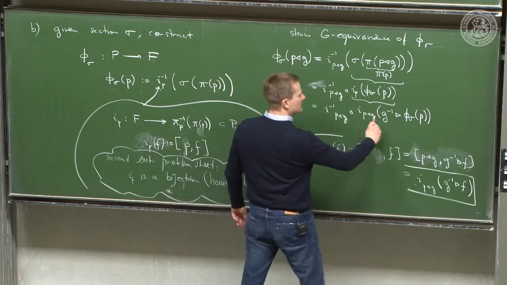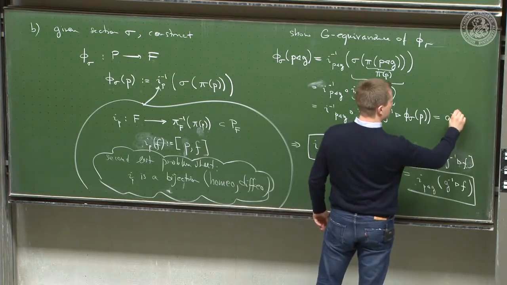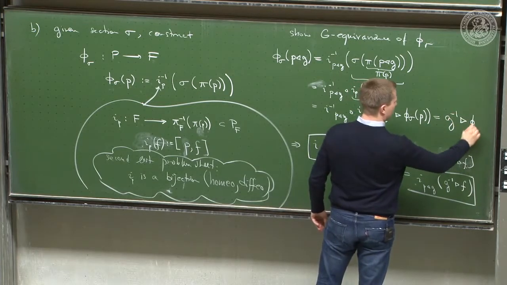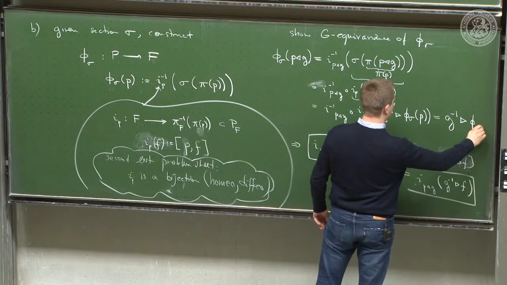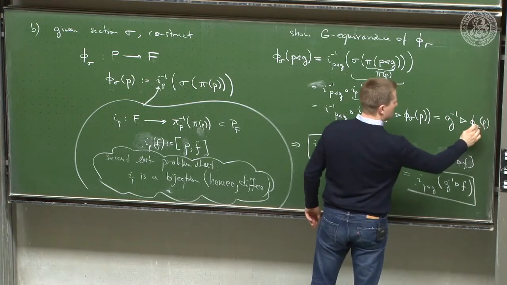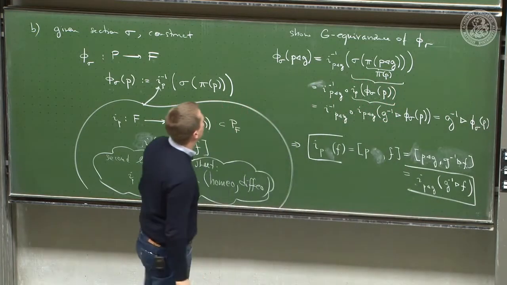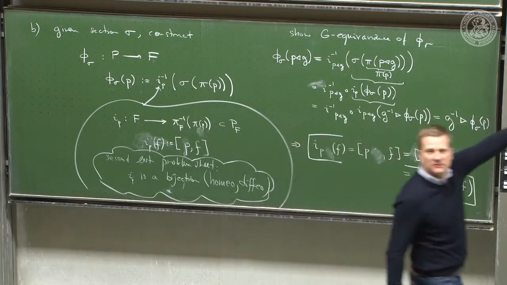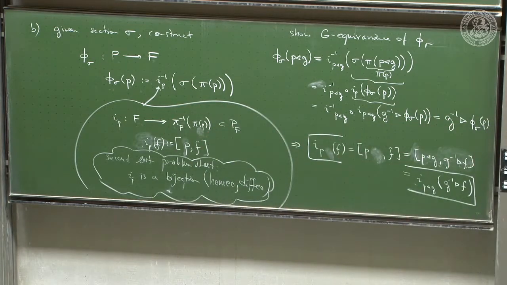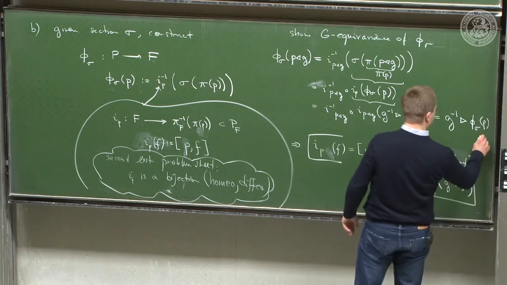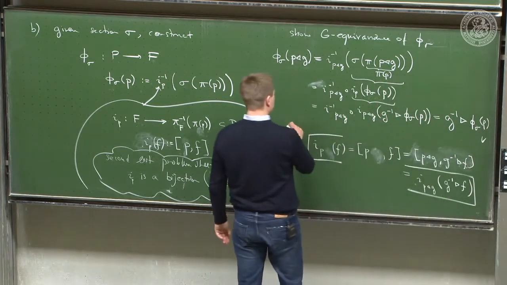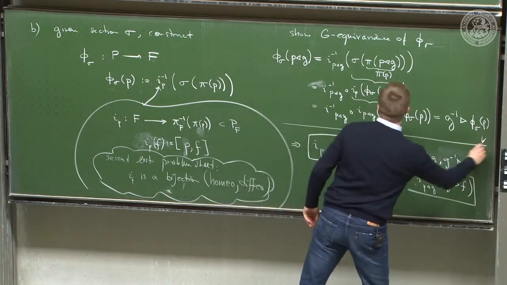So this is the identity. The whole thing is G inverse acting from the left on phi sigma of P. And that's what we wanted. That's the right-hand side of the equivariance condition. So that's correct. There is this equivariance. Okay?